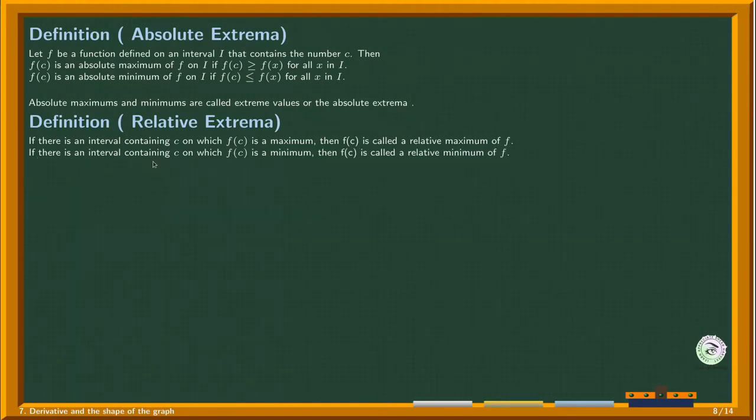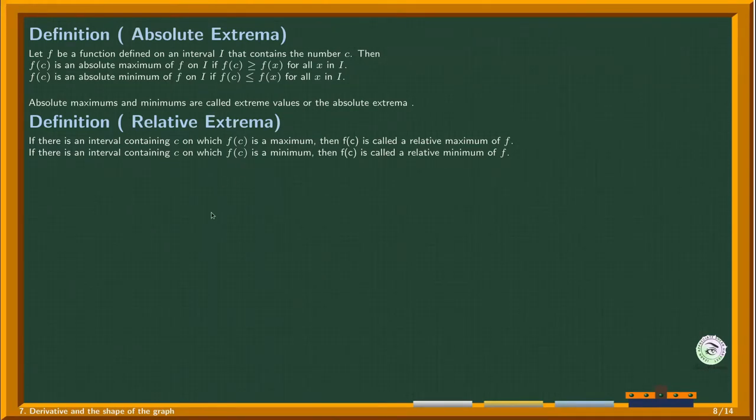If there is an interval containing c on which f(c) is a minimum, then f(c) is called a relative minimum. Again, if we go back to that example, in each class there is a student taking the minimum score, no? So in each class the student who takes the minimum score becomes a relative minimum. So here f(c) is a minimum compared to values around it.